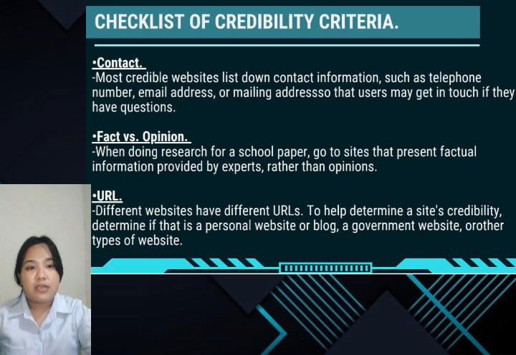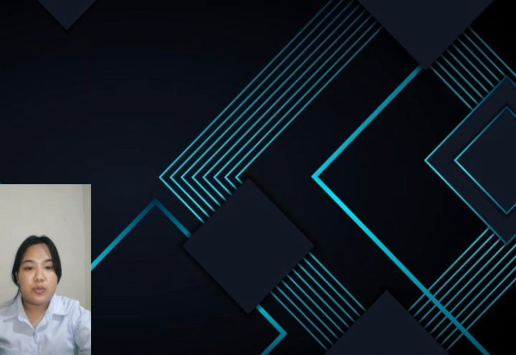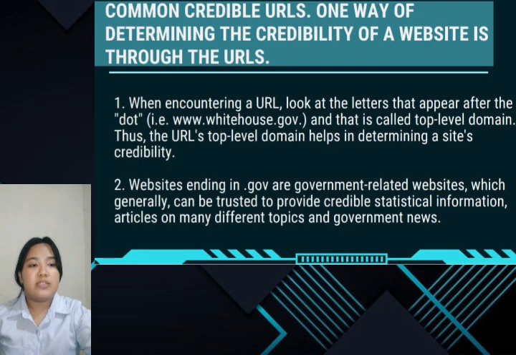And then last is the URL. Different websites have different URLs. So to help determine a site's credibility, determine if that is a personal website or a blog, a government website, or other types of websites. So not all websites are created equal. Some are personal blogs and some are government sites, and others are run by companies or organizations. So we will discuss that here in common credible URLs.